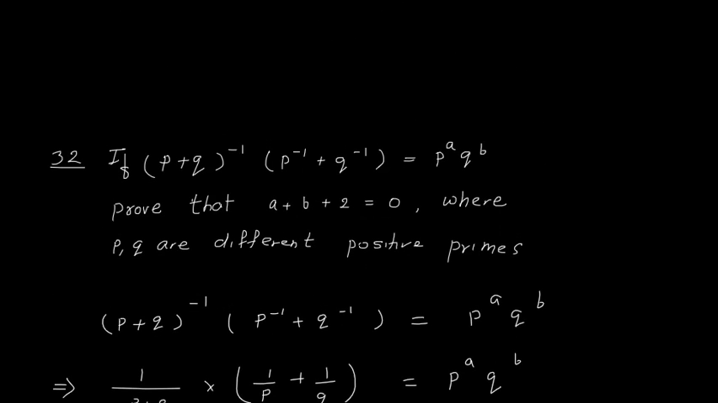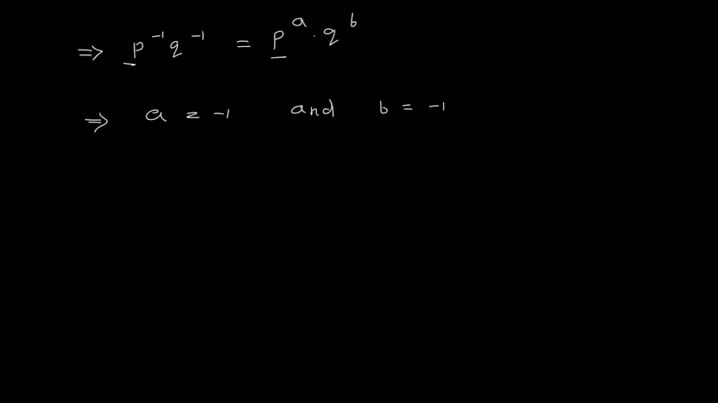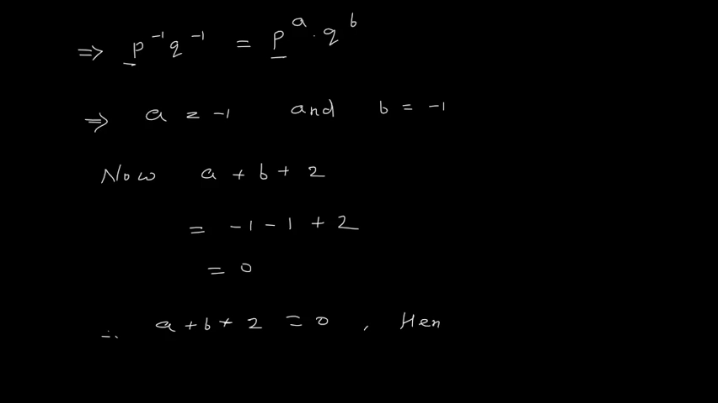Now here we have to prove that a + b + 2 = 0. So now we have a + b + 2. The value of a + b + 2 is -1 - 1 + 2, which is equal to 0. So therefore I will say that a + b + 2 = 0. Hence proved.